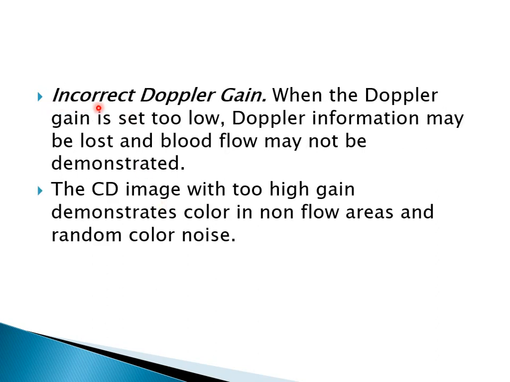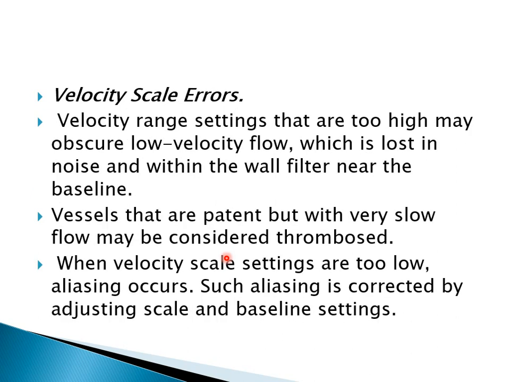We have another thing, incorrect Doppler gain. When the Doppler gain is set too low, the Doppler information may be lost and blood flow may not be demonstrated. The color Doppler image with too high gain demonstrates colors in non-flow areas. If the gain is too low, slow flow will be missed in the vessel. If the gain is too high, you will see color Doppler outside the border of the blood vessel.